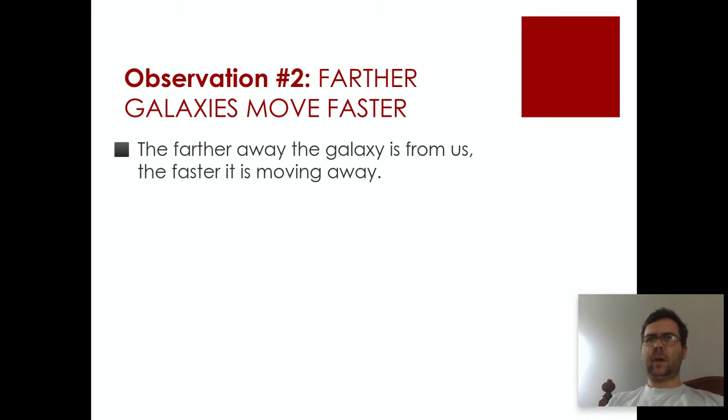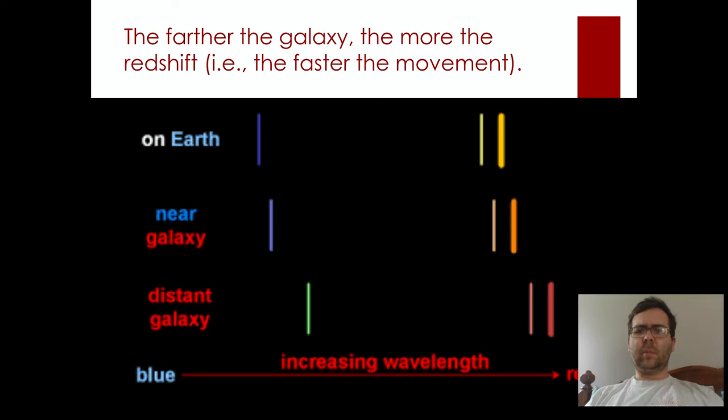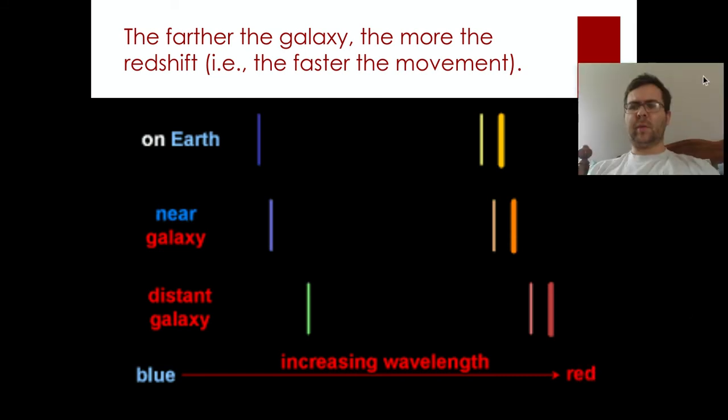Interesting. Okay, this is not what you might expect to see. When you look out at galaxies, you wouldn't expect to say that they're all moving away and then also that the ones that are farther are moving faster. How does it know to move faster if it's farther away? What does this mean? This is what we see. This is the observation that we make.